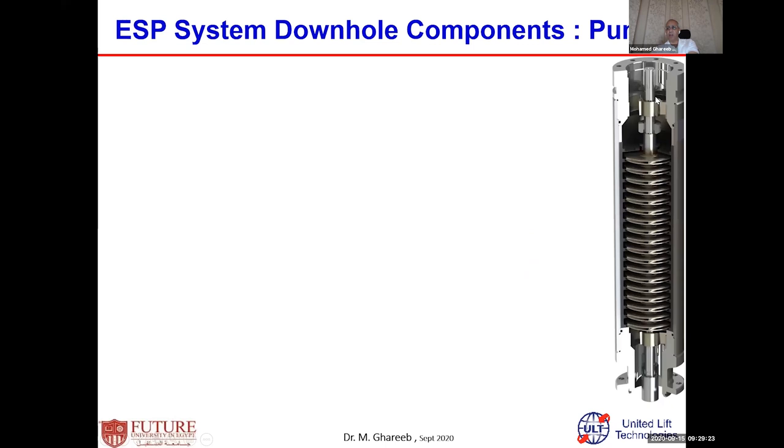If you have a cutaway of the pump like this, you find this is the shaft of the pump and this is a stage. Each one of these is a stage. Each one of these is a stage. So the pump is called multi-stage. You have more than one stage: multi-stage centrifugal pumps.